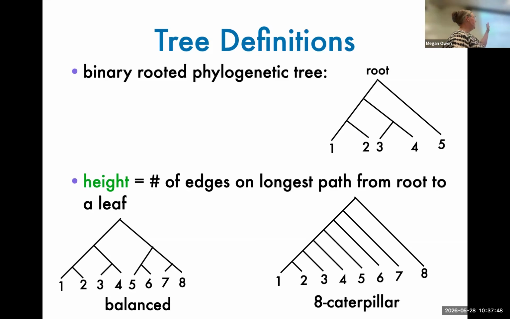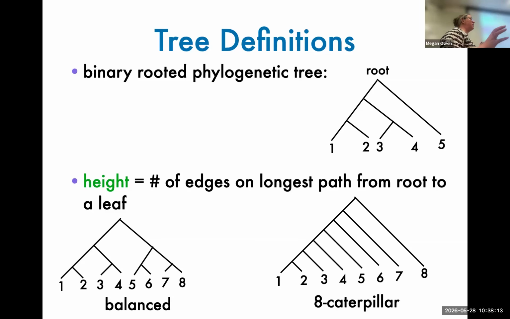Our trees are rooted. They have a root. They have leaves at the bottom representing species, but in this case, just numbers. And they're binary, so that every parent just has two children, like every speciation event has two child species coming out of it. The height is just the number of edges on the longest path from the root to a leaf. I think that's a fairly standard definition.